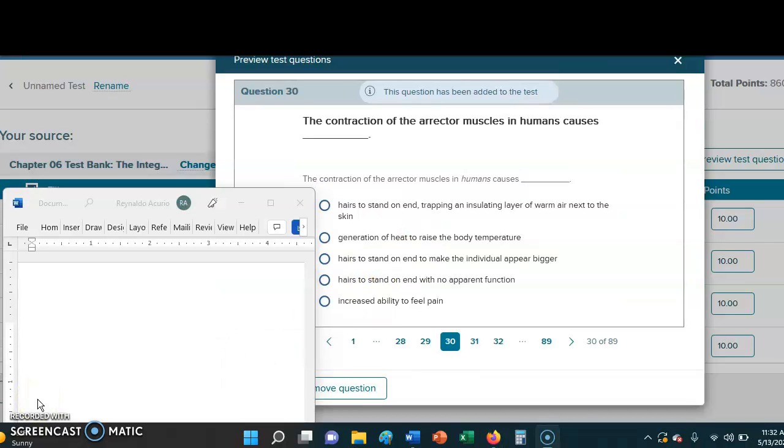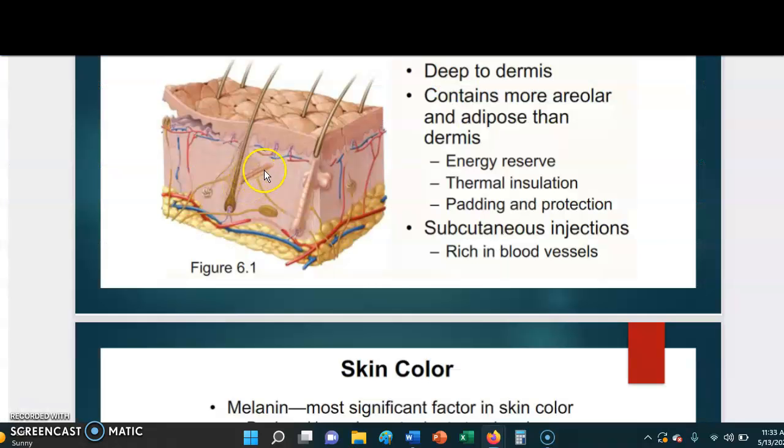Next question. The contraction of the arrector muscle in humans causes blank. Okay, so the arrector muscle or arrector pili muscle is associated with the hair that we have in the skin. So the answer cannot be generation of heat or increased ability to feel pain. So let's take a look at the figure. So right here we have the arrector pili muscle, and it's associated with the hair right there. So every time that the arrector pili muscle contracts, then the hair is going to move.